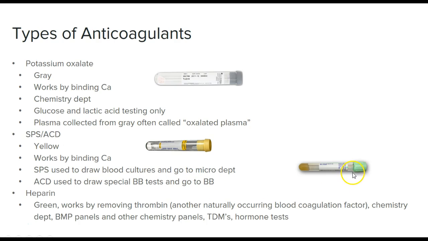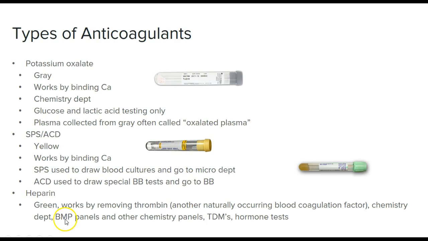The heparin is a green top. It works by removing thrombin. You need to know this because it's different from the ones that bind calcium. So the heparinized tube removes the thrombin, which helps the blood to clot, so it won't clot. And these go to chemistry.